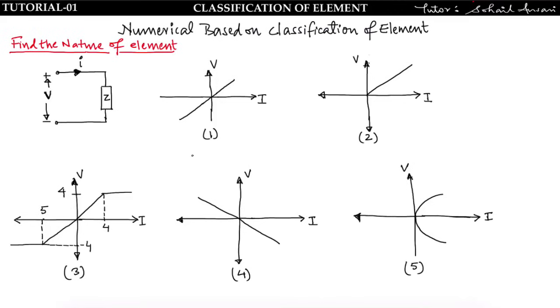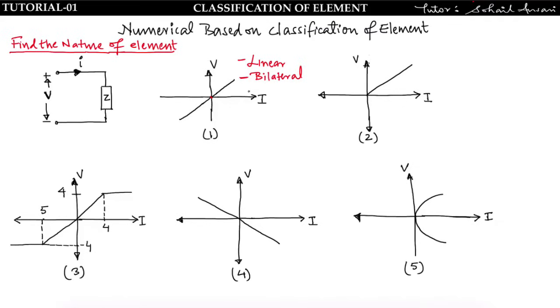Now let us solve some numericals based on classification of elements. I have given some graphs in which you have to find the nature of the element, whether it is linear, unilateral, bilateral, nonlinear, active, passive, whatever it is. So see in the first graph, this graph is linear. Why? Because it is following the equation of a straight line for all time and also passing through origin. Every linear element is bilateral, I have mentioned in the earlier point, so no need to check bilateral if the element is linear.